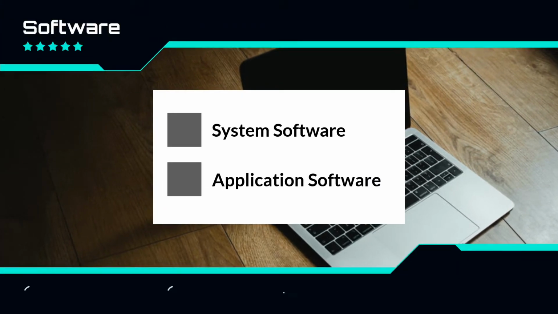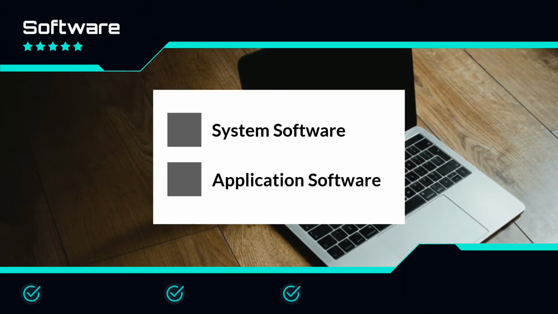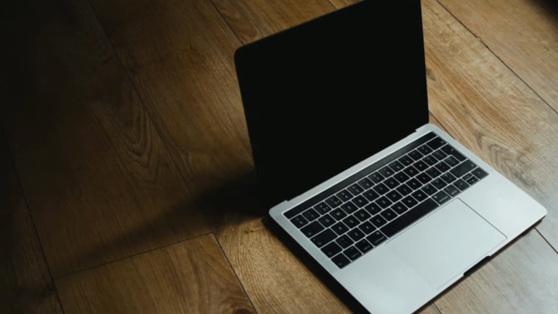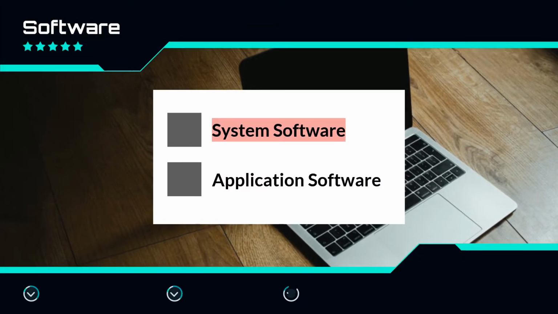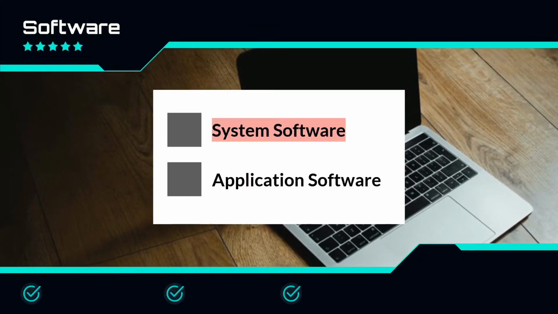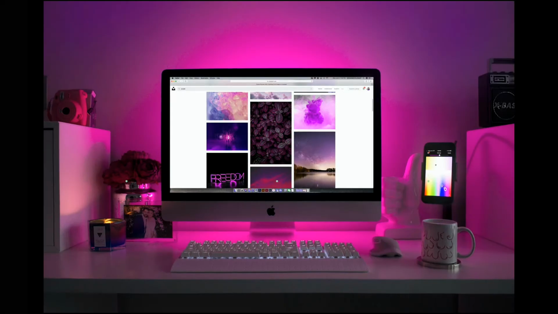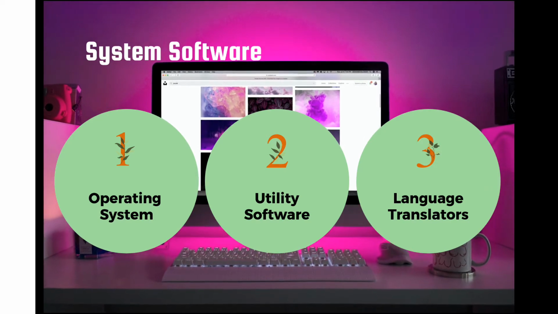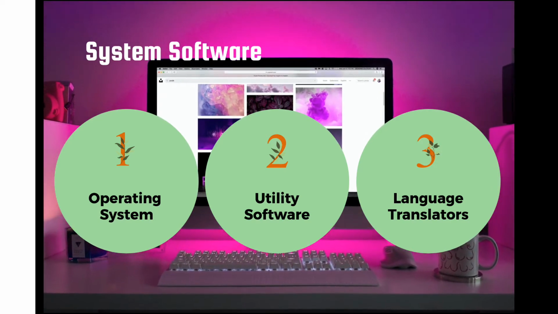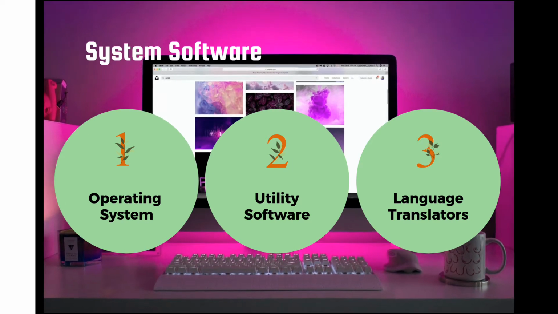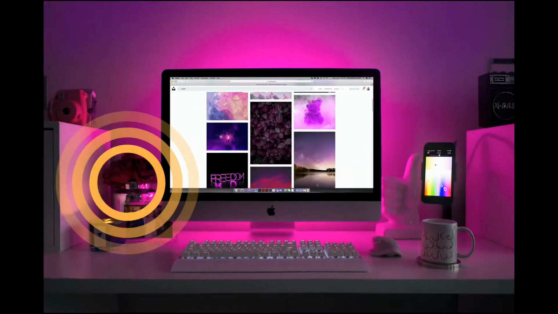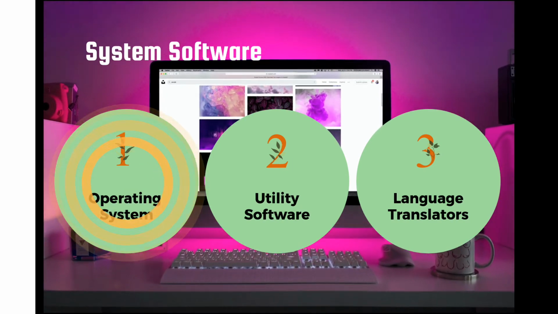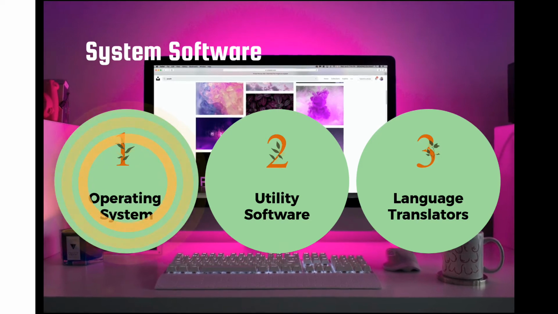Software can be categorized into two as system software and application software. Let's learn the first category, system software. System software can be categorized into three as operating systems, utility software, and language translators. Let's learn the first category of system software, that is operating systems.